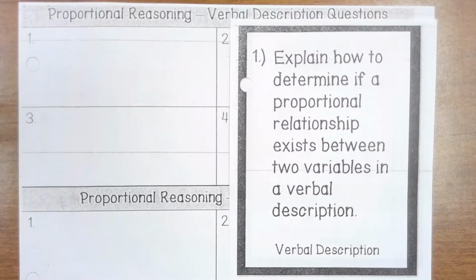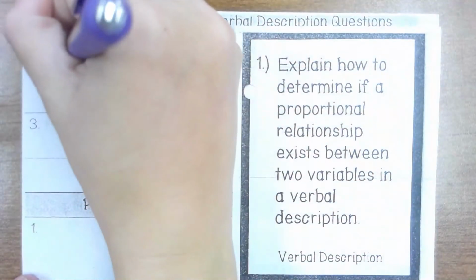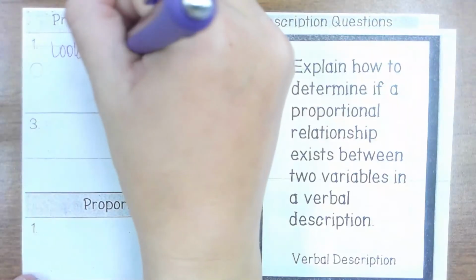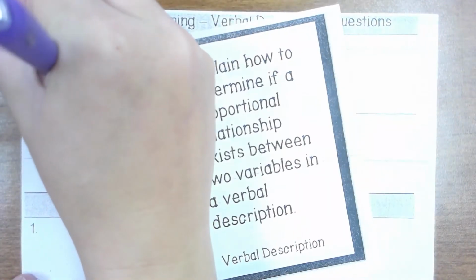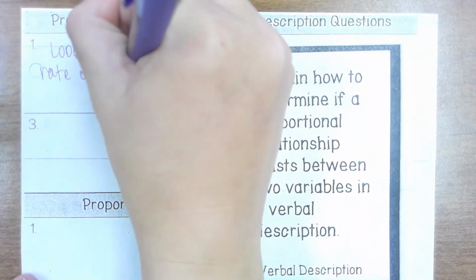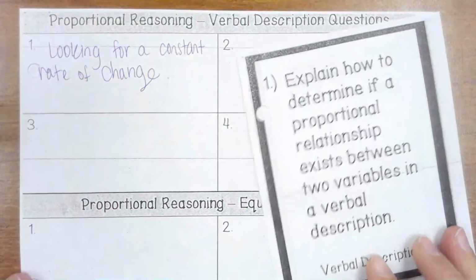Like, if Henry was babysitting, did they tell us how much he makes an hour? Because that would be your constant rate of change. Or if someone was talking about them driving and they're talking about miles per gallon, that too would be your constant rate of change. So what we are looking for is a constant rate of change. Because if they give us that constant rate of change, then we know that it will be proportional.